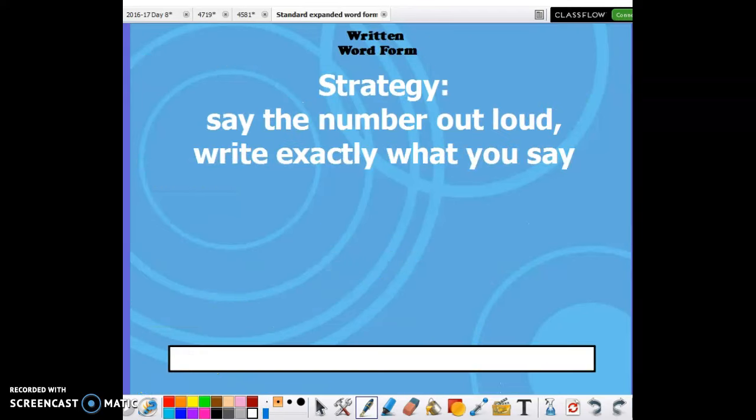Let's take a look at one last example. This time we will be changing expanded form numbers and standard numbers into written form versions. Let me show you how.